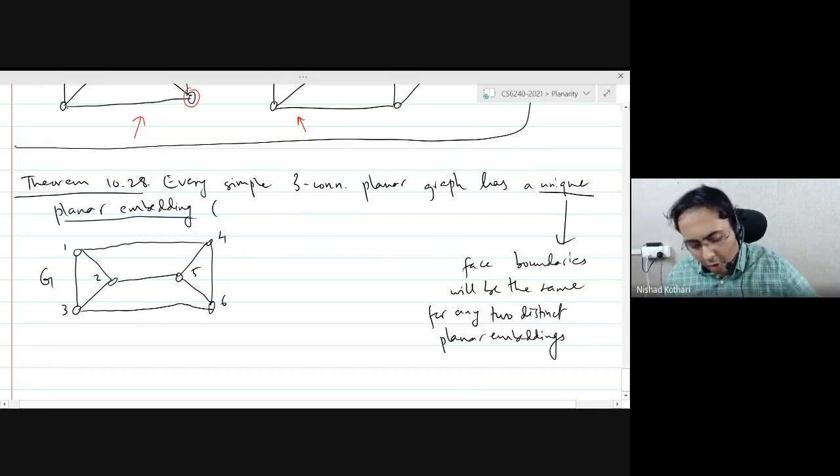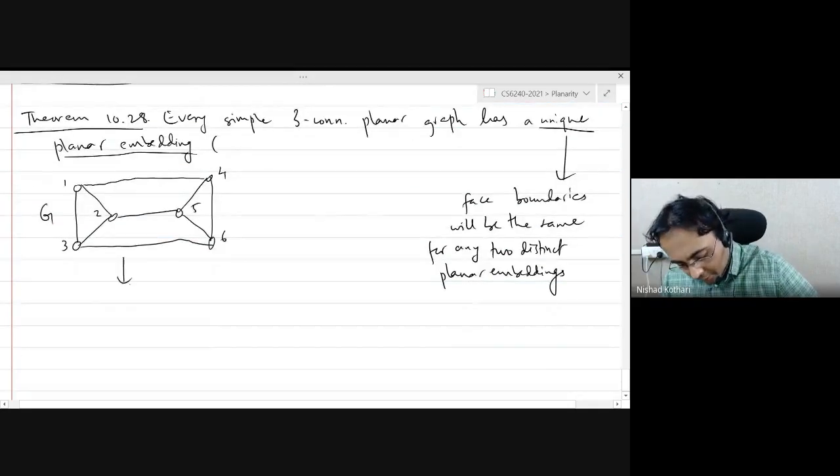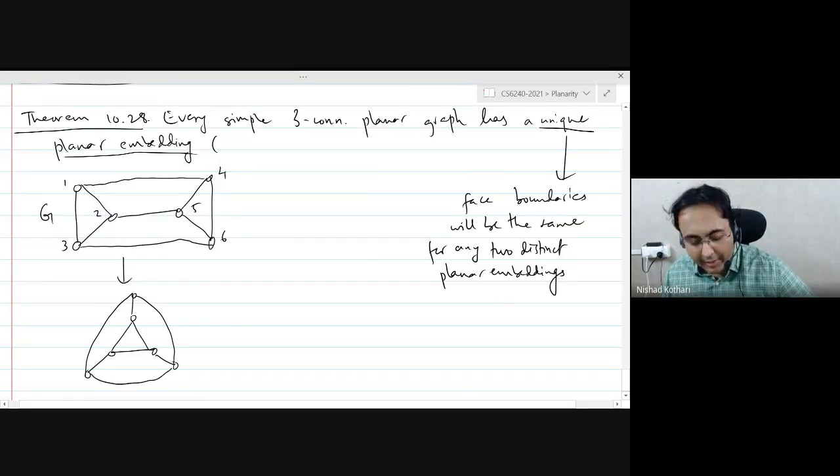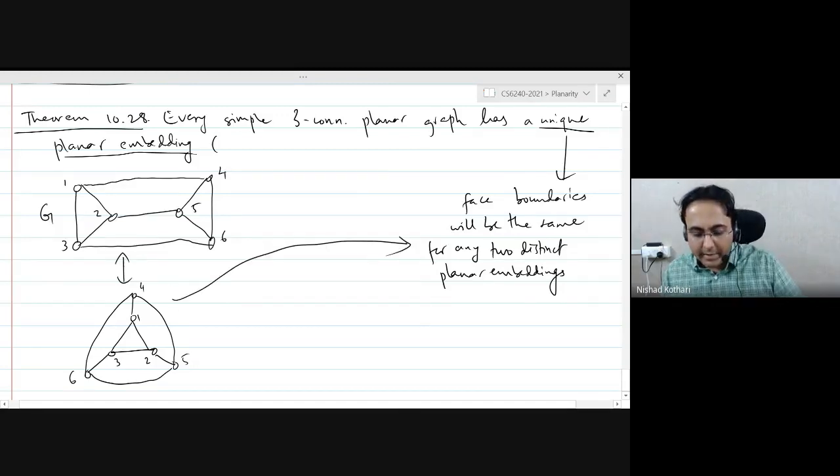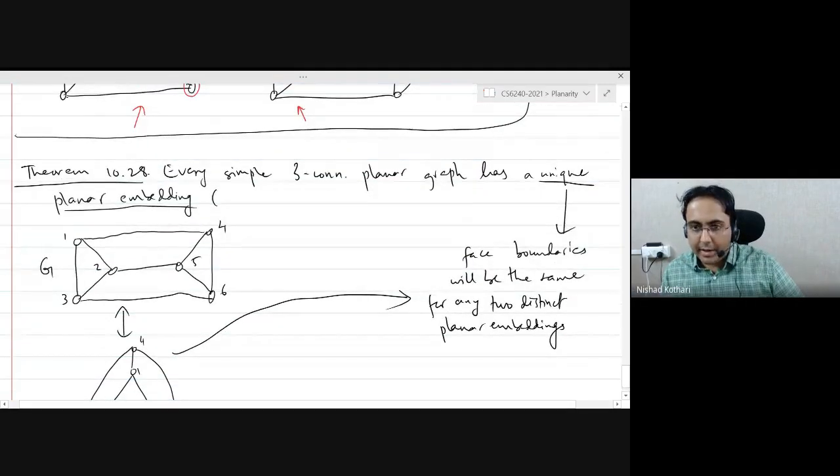Of course, the way you draw could change. For example, I could draw this graph like this. I can put the two triangles, one inside the other, and this is a different planar embedding, or it looks like a different planar embedding of the same graph. However, if you label the vertices 1, 2, 3, 4, 5, 6, like we had before, you can observe that the face boundaries are exactly the same. And that is what it means for a three connected simple planar graph to have a unique planar embedding.